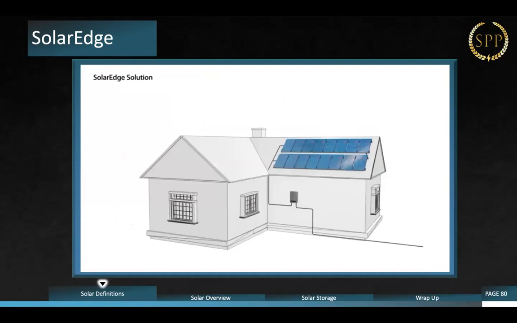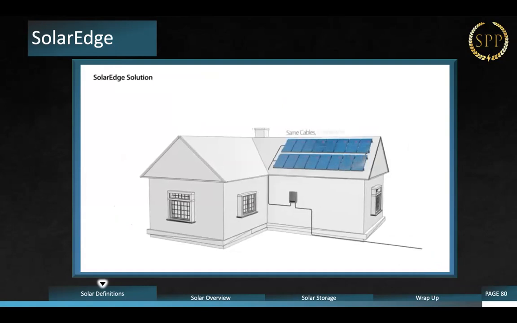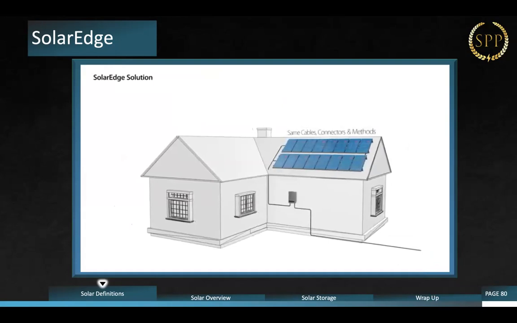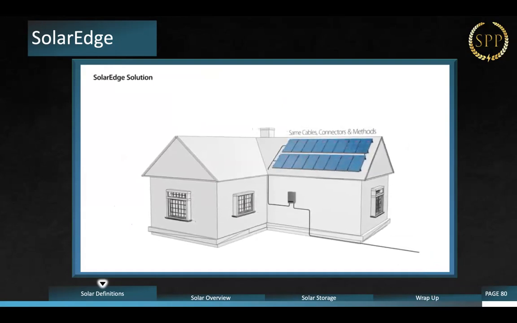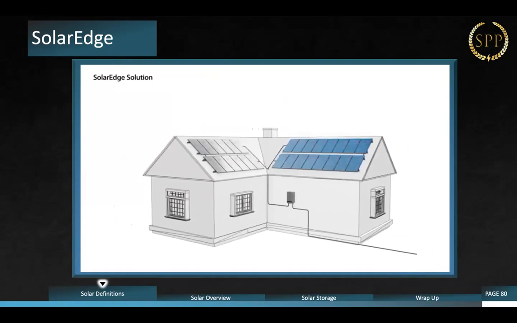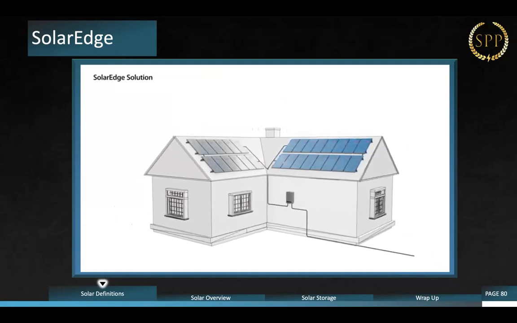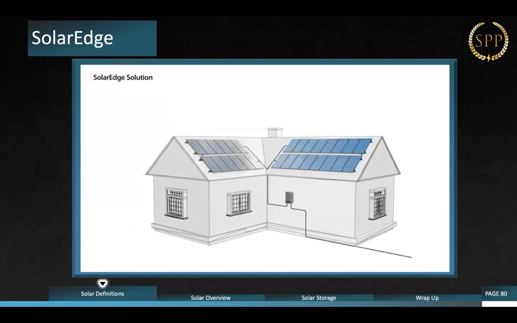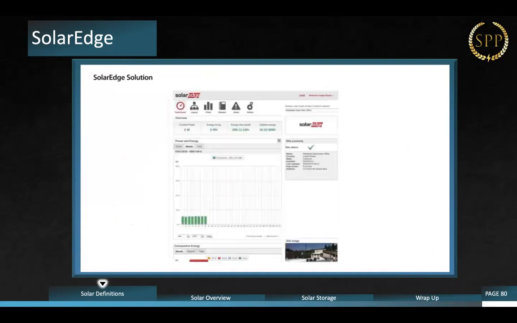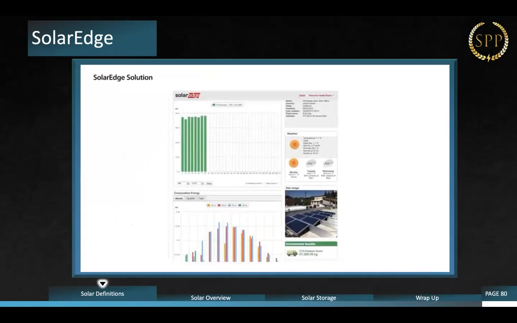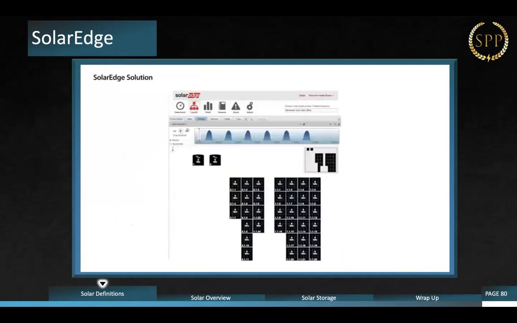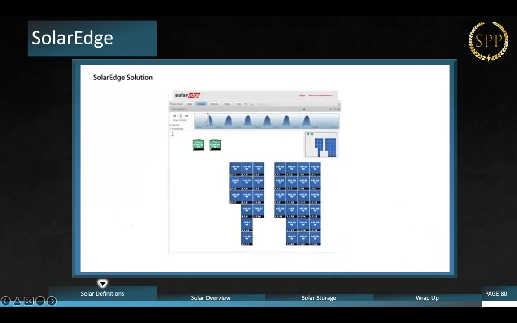When installers install the SolarEdge solution, they use the same cables, connectors, and methods as used in traditional systems, and are able to install more panels to combine long strings with short strings and to install panels on different facets of the roof. The SolarEdge cloud-based monitoring platform provides full data at the panel, string, inverter, and system level.